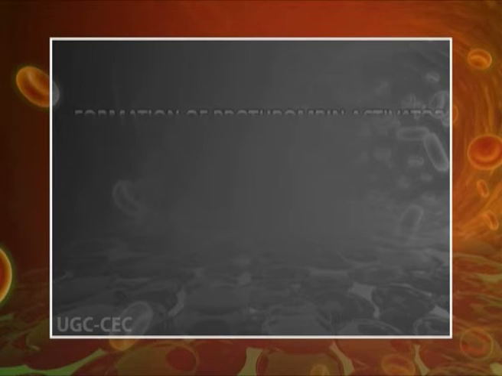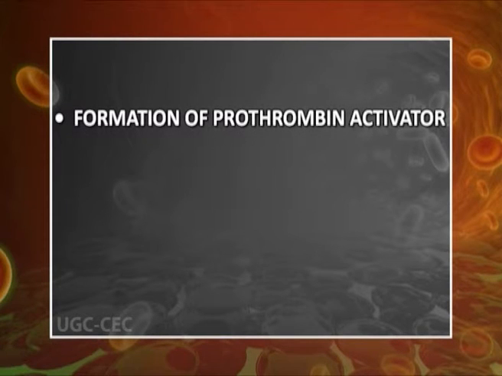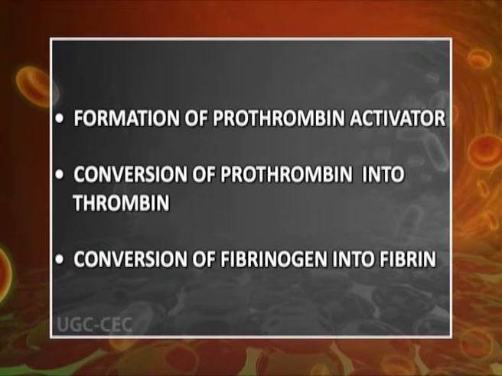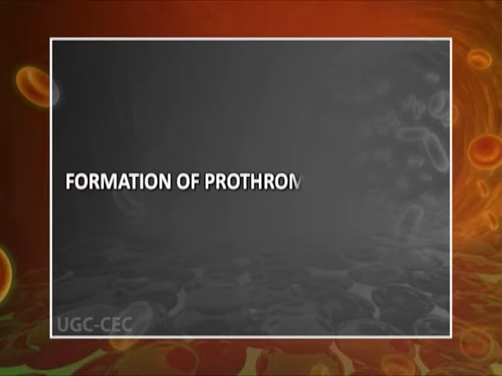Clotting of blood occurs in 3 stages. First stage, formation of prothrombin activator. Second, conversion of prothrombin into thrombin. And third, conversion of fibrinogen into fibrin.